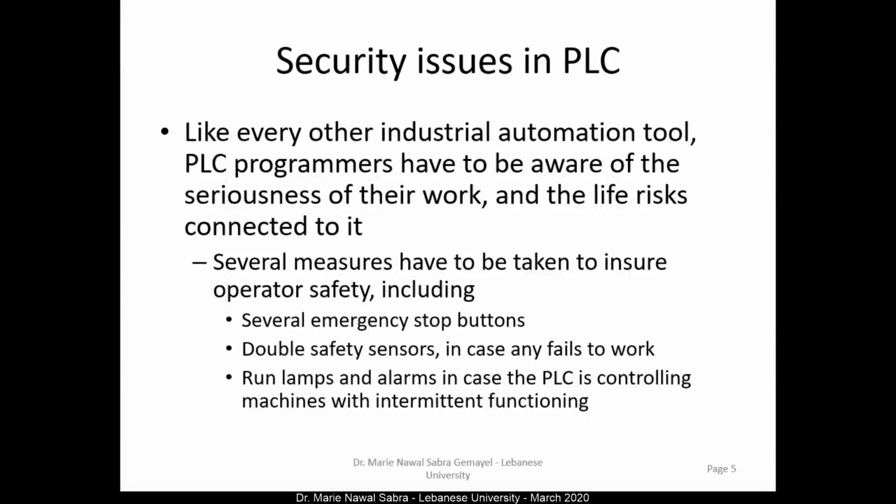We have to put a lot of lamps and alarms in case the machine is working, and in case the machine has times where it has waiting times, so the machine is not moving but it's still functioning.